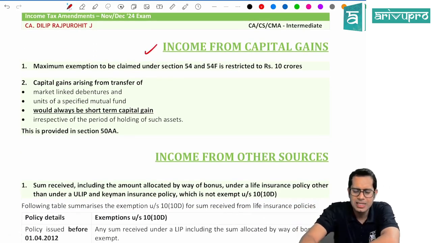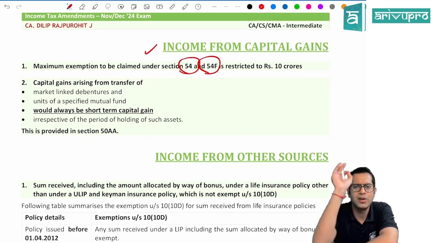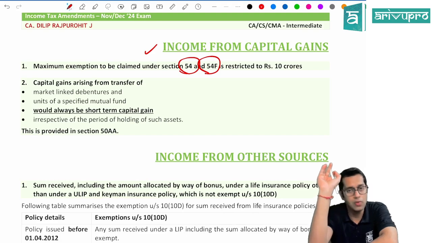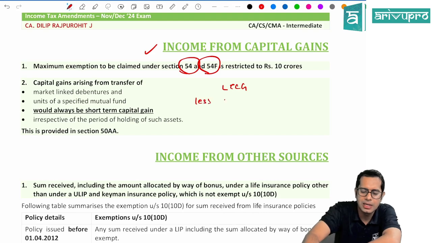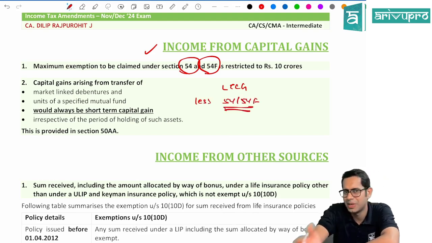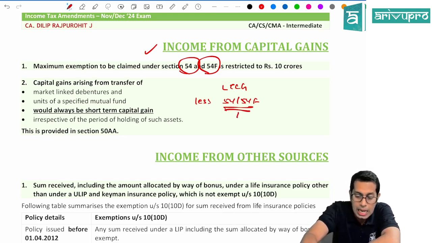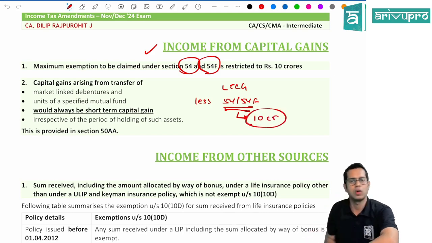Sir, in capital gain, is there any change? See, in capital gain, only one small change is there. Section 54 and 54F, they talk about exemption. Whatever long-term capital gain you are earning is exempt under section 54 and 54F if you invest the money in some residential house property. Now here, the maximum amount of exemption which you can claim is restricted to 10 crore rupees.